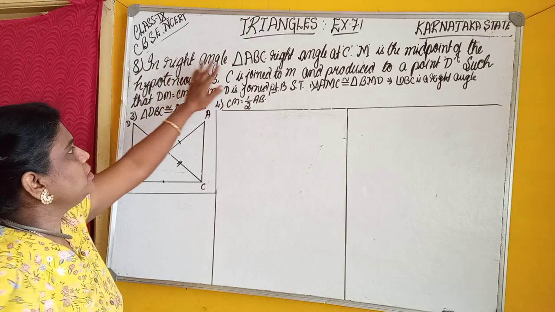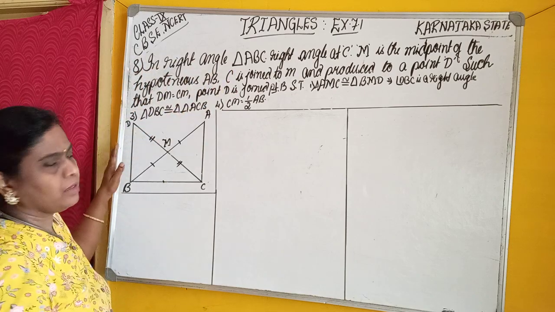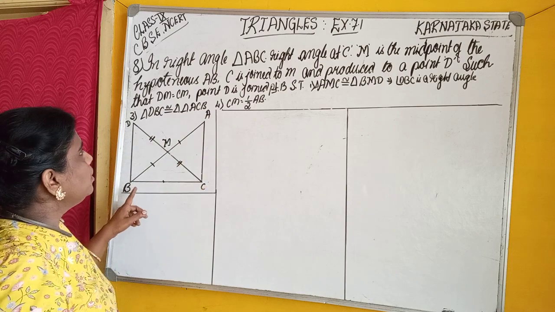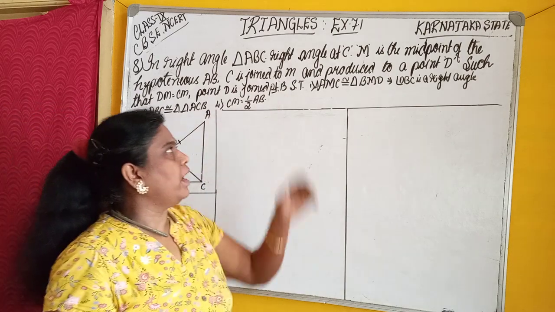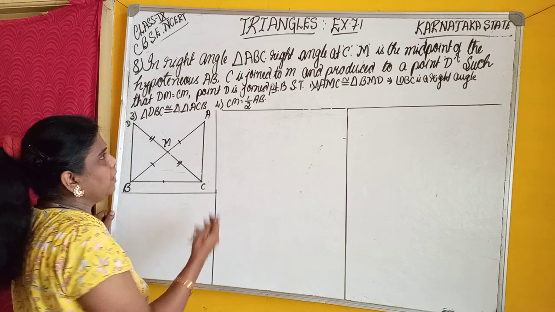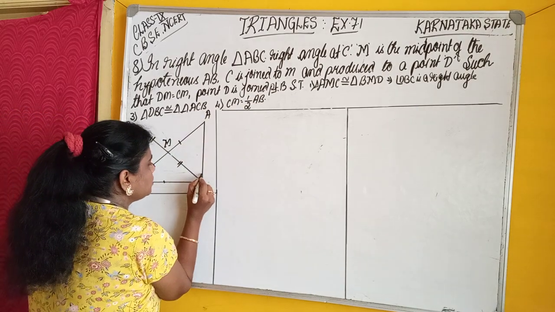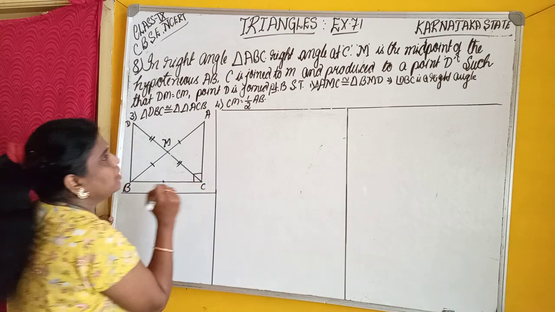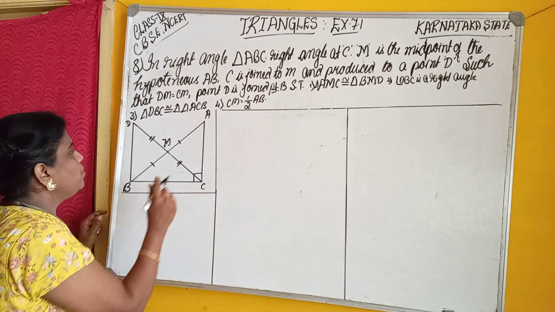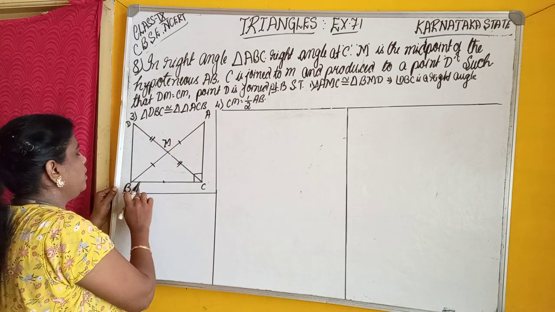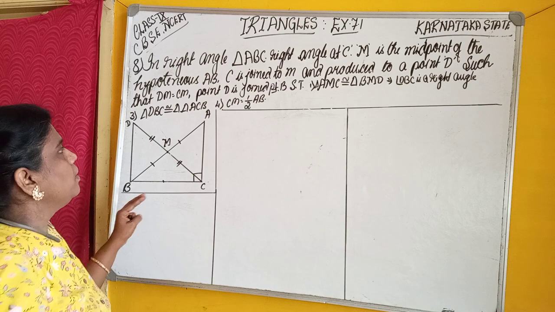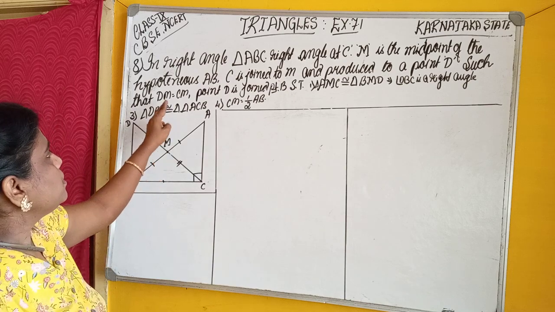In right angle triangle ABC, here in the given diagram, right angle at C. This is ABC, a right angle triangle. Its angle at C is right angle. And M is the midpoint of the hypotenuse AB. This is the hypotenuse side AB. Here M is the midpoint.